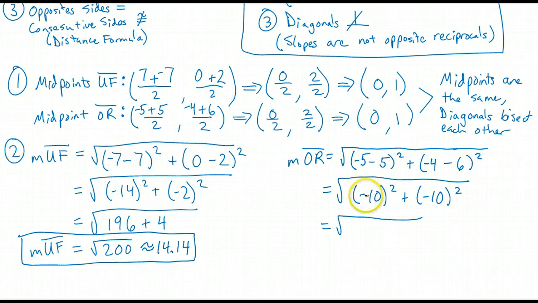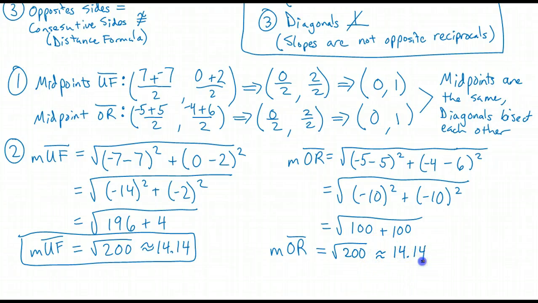Now I need to keep going. Negative 10 squared. A negative squared is going to be a positive 100, and negative 10 squared is also positive 100. So the measure of OR is going to be the square root of 100 plus 100, which is 200. And the square root of 200 is approximately 14.14.